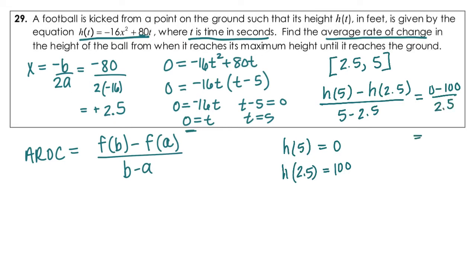When you type that in the calculator, you're going to get negative 40 feet per second. Keep in mind, it's okay that that average rate of change is negative, because you have this parabolic shape. After it reaches the maximum value here at 2.5, notice that the height is now decreasing. That's why your rate of change is negative.